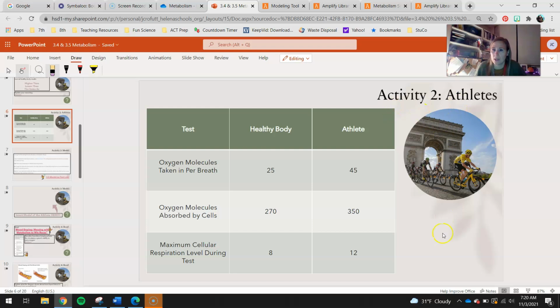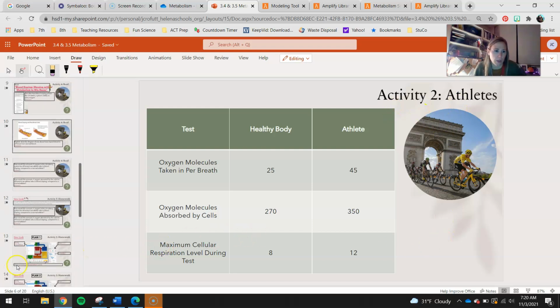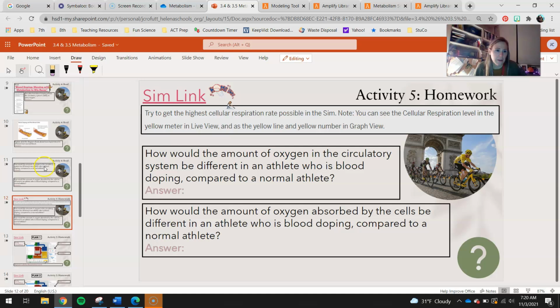What do you guys think a blood doping individual would look like? So that's kind of what those questions are asking you there. Okay, moving on to activity 5. This is your homework for today. This is a little simulation. So your goal in this simulation is to try to get the highest cell respiration rate possible in the sim.